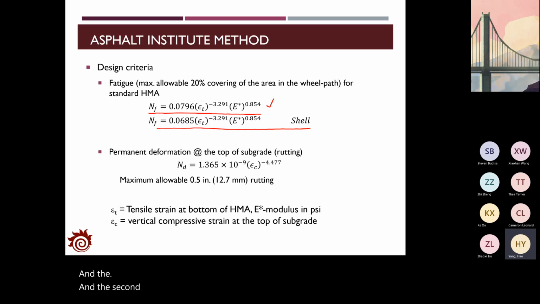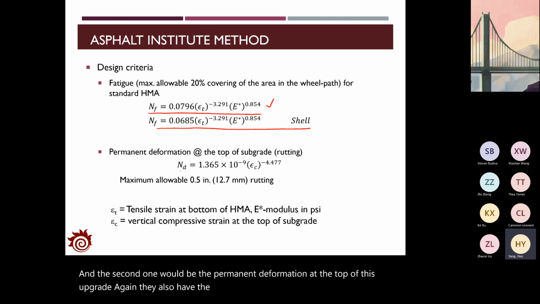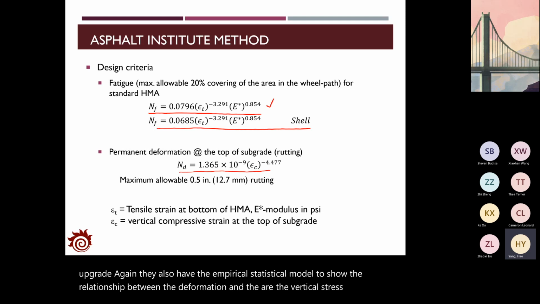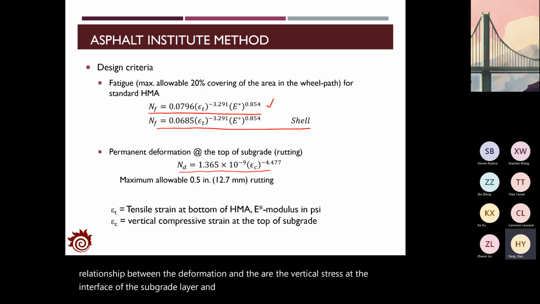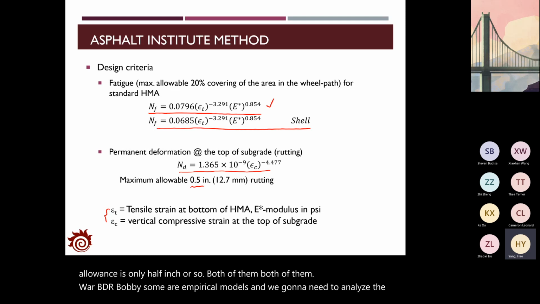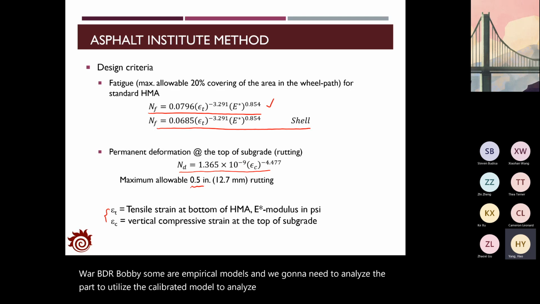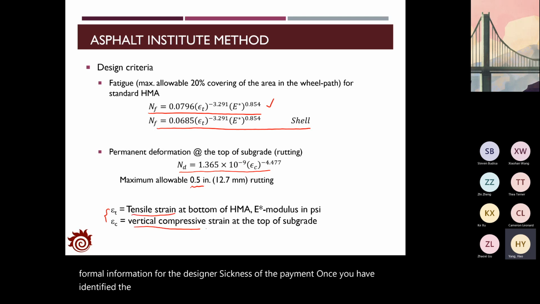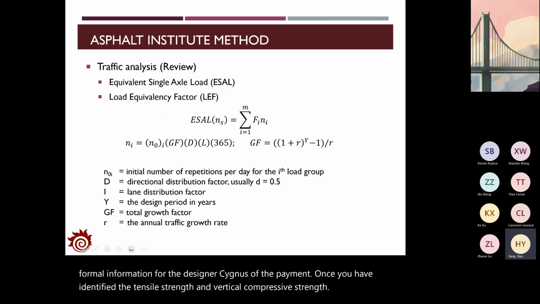And the second one would be the permanent deformation at the top of the subgrade. Again, they will also have an empirical statistical model to show the relationship between the deformation and the vertical stress at the interface of the subgrade layer. And usually we see that the maximum allowance is only half an inch. So both of them will be empirical models, and we are going to utilize the calibrated model to analyze the fatigue cracking and the permanent deformation for the design thickness of the pavement, once you have identified the tensile strain and the vertical compressive strain. So this would be the design criteria.